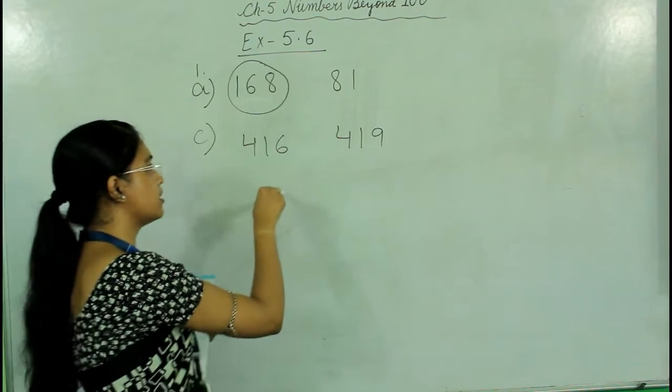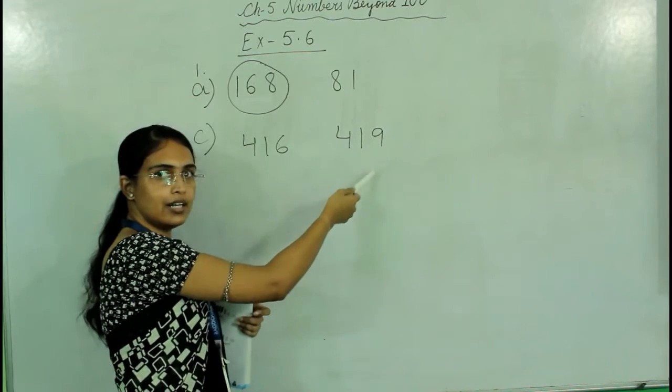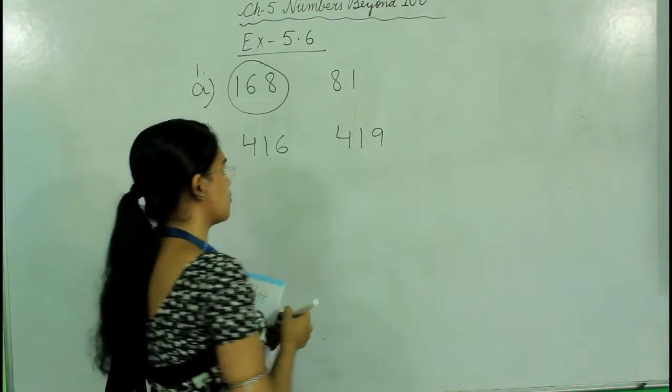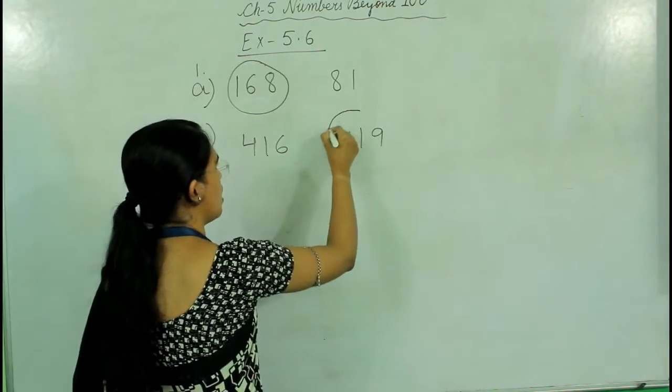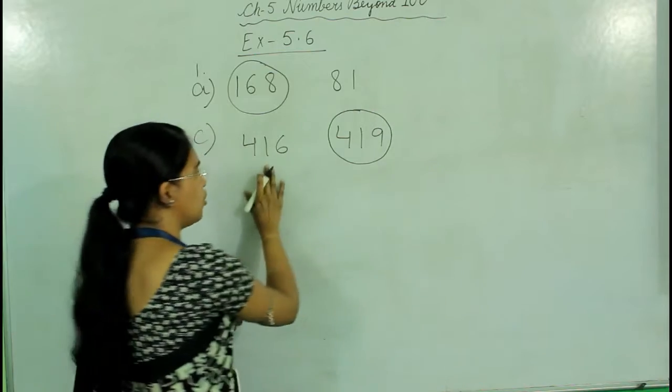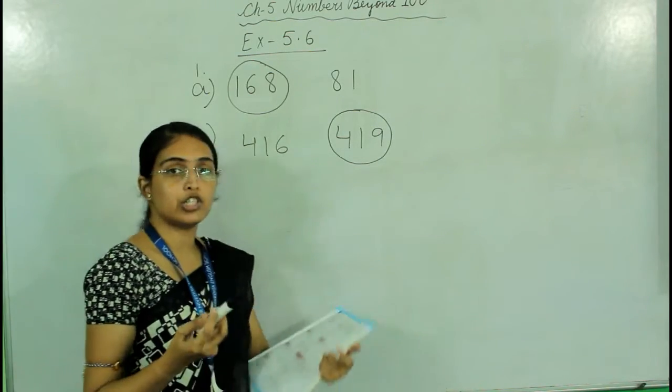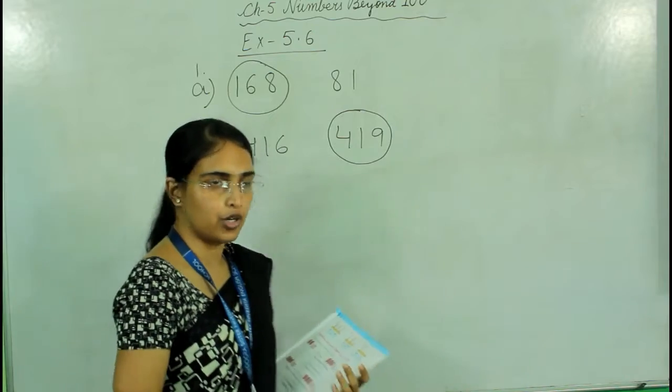So which one is bigger? Is 6 bigger than 9 or is 9 bigger than 6? Yes, 9 is bigger than 6, right? So that means 419 is bigger than 416. In this way you have to do question number B. B is your homework, okay?